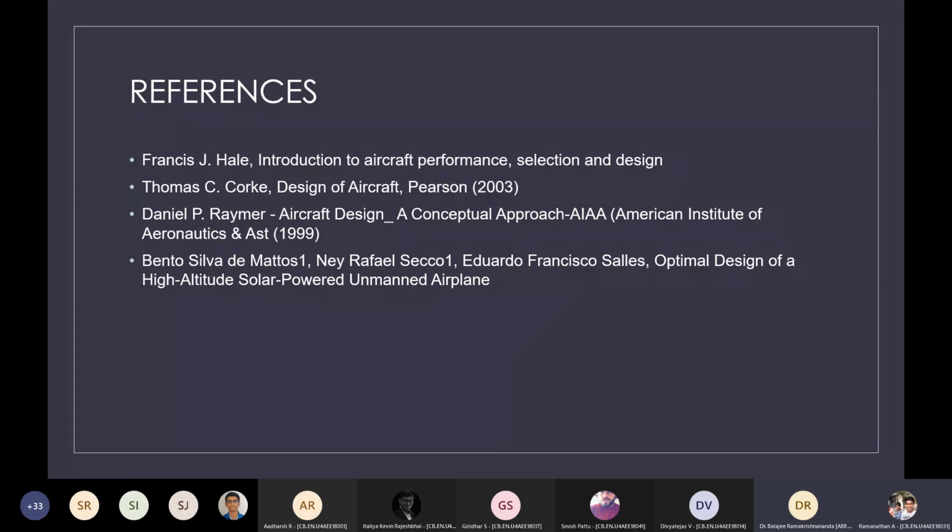Earlier, for weight estimation, your teammate told me he was using North's work. Yes, sir. That's a good one. Try to follow that. Sure, sir, I will use it for this one.